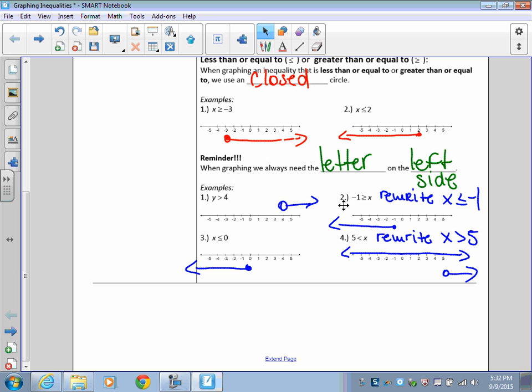Now we're going to look at problem example number 2. Remember, our letter always needs to be on the left side. You need to rewrite the problem. What are you going to do when you rewrite the problem? You write your letter first, and then you simply take your sign and flip it over. Again, write your letter first, simply take your sign and flip it over. And now we graph like we did in our earlier problems.